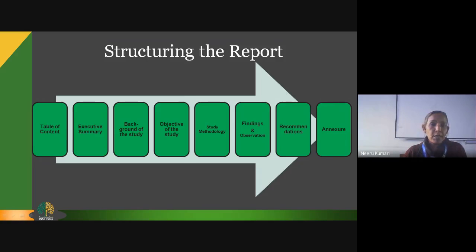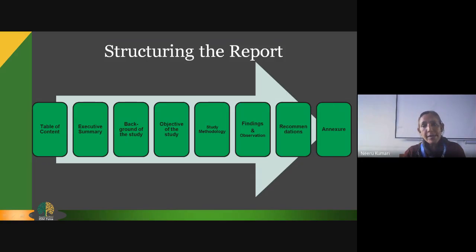So though it is inserted in the very first page of the report, you need to keep in mind that the day you are going to present the table of content would be the last day of the complete compilation of the report. Then comes the next, the executive summary.